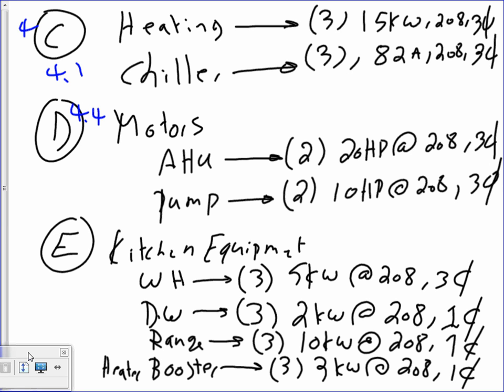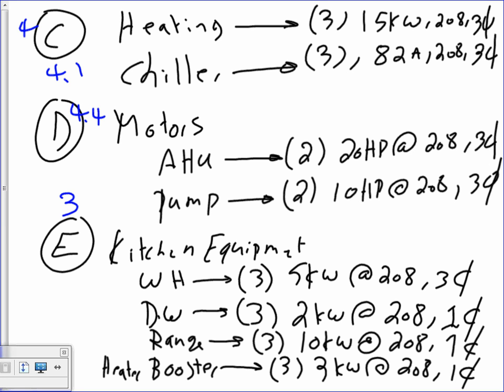Kitchen equipment. Where did we put kitchen equipment? Kitchen equipment in our sheet was number 3. For kitchen equipment, I have a water heater, 3 of them, 5 kW 2A 3-phase. Dishwasher, 3 of them, 2 kW. Range, 3, 10 kW. Heater booster, 3 kW 2A single phase. Some of them are single phase and others are 3-phase.